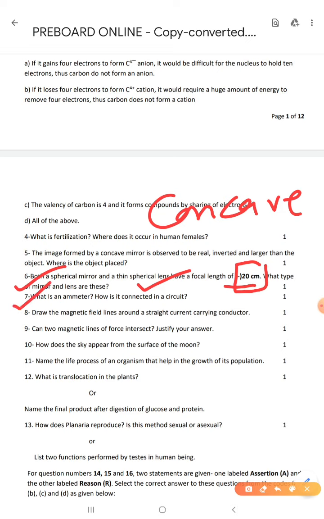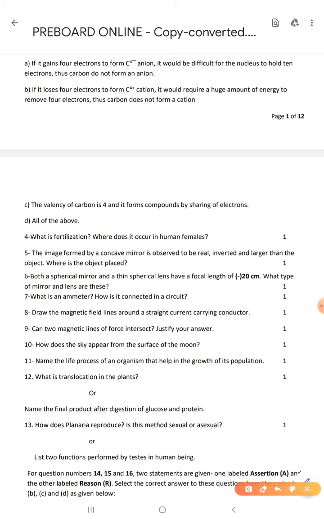Another one was: what is an ammeter, and how is it connected in a circuit? We should know an ammeter is an electronic device which measures electric current in a circuit. And second, how is it connected in a circuit? It is always connected in a series combination. We should know this point. And if it asks about a voltmeter, then as we know, a voltmeter measures the potential difference, and it is always connected in parallel combination.